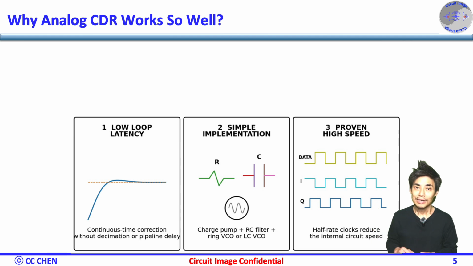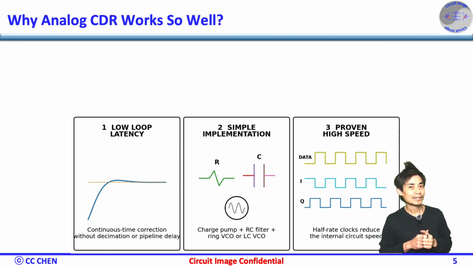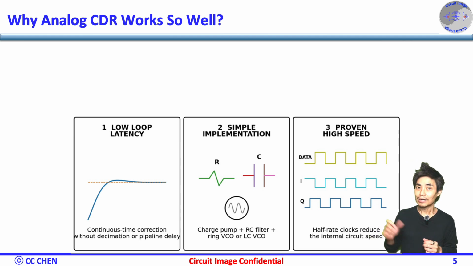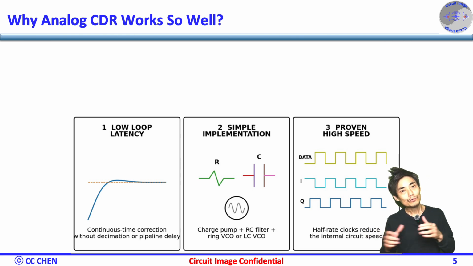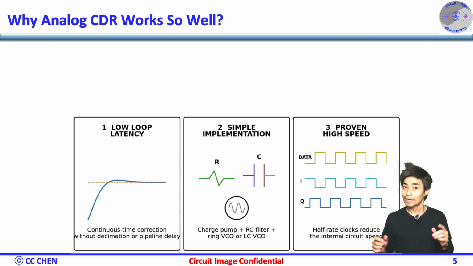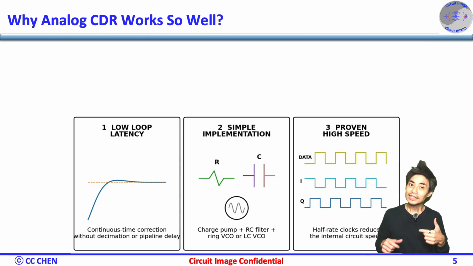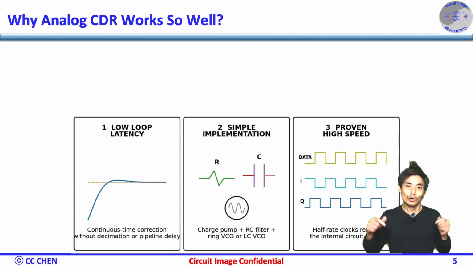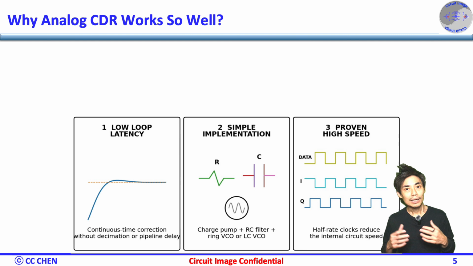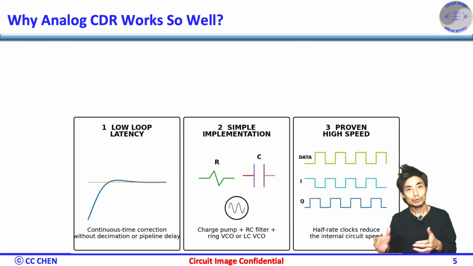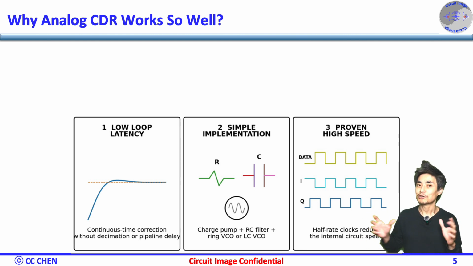The first strength is the low loop latency. The phase detector creates an error. The charge pump immediately changes the loop filter voltage. Then the VCO responds. There's no decimation, no digital pipeline, and no multi-cycle calculation. Low latency is very valuable because loop delay limits how much loop gain and bandwidth we can safely use.